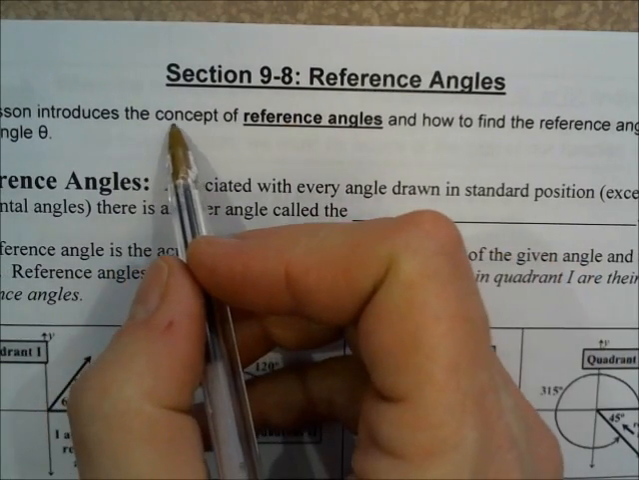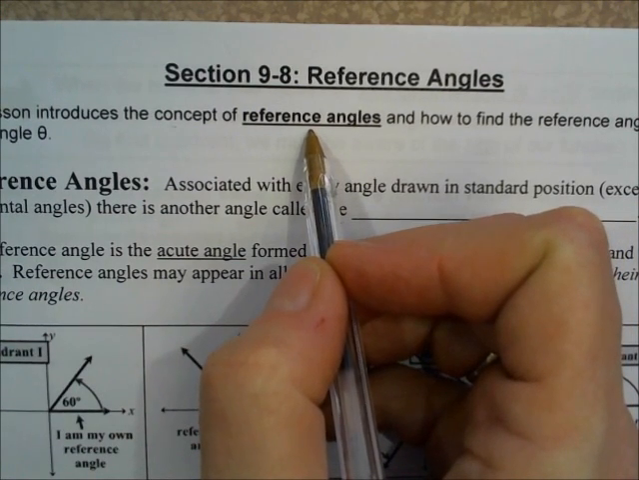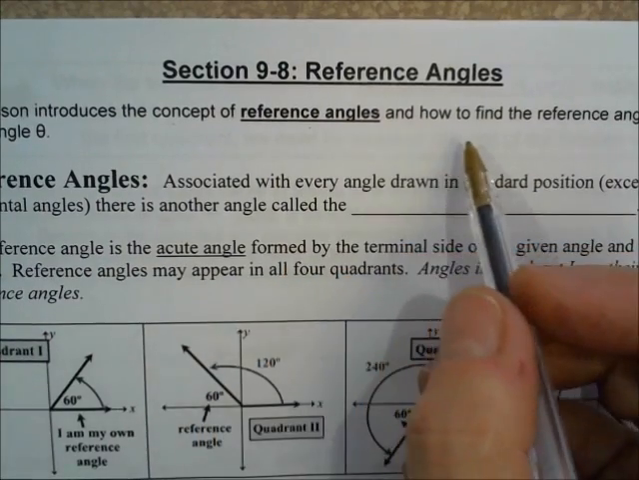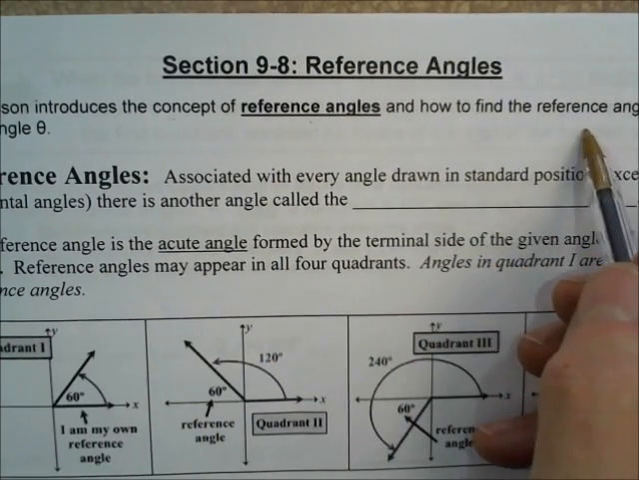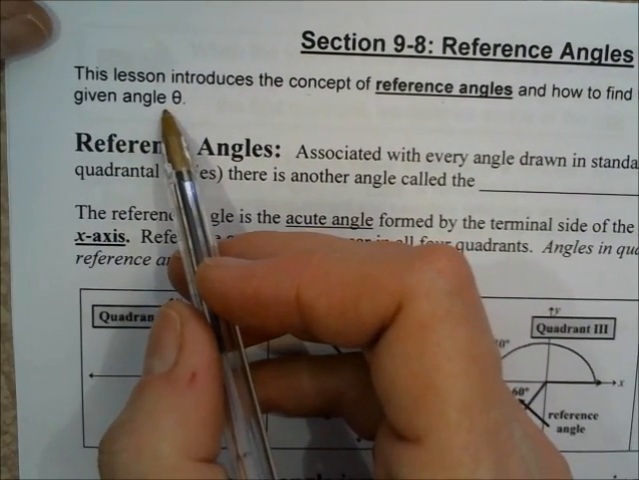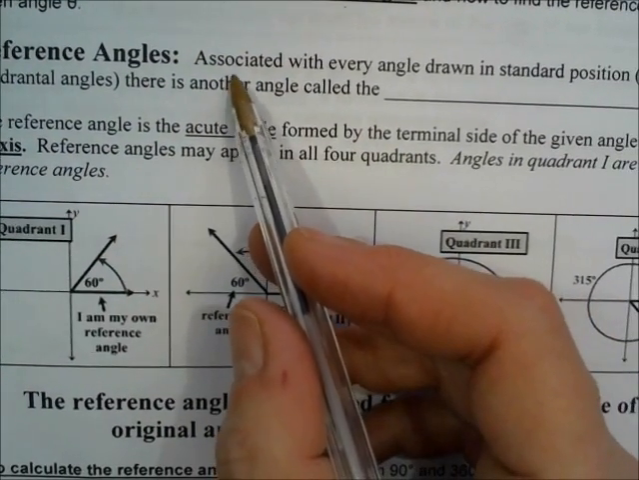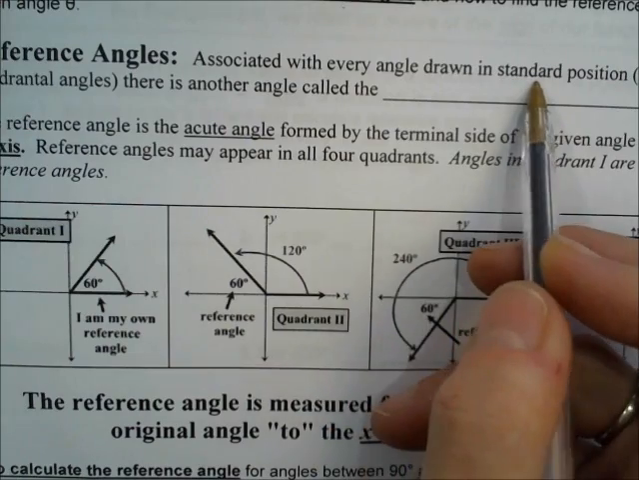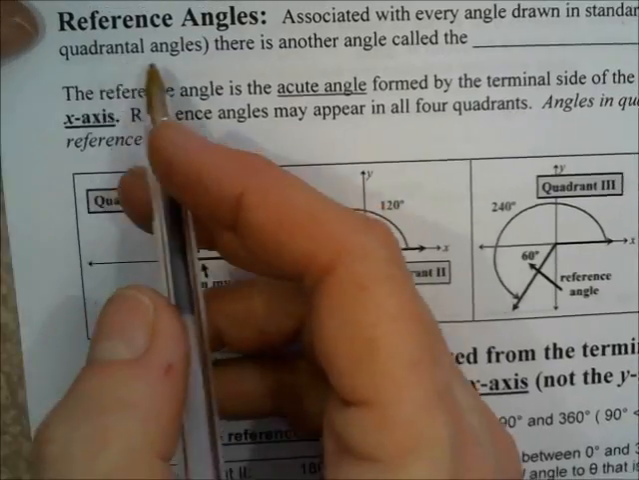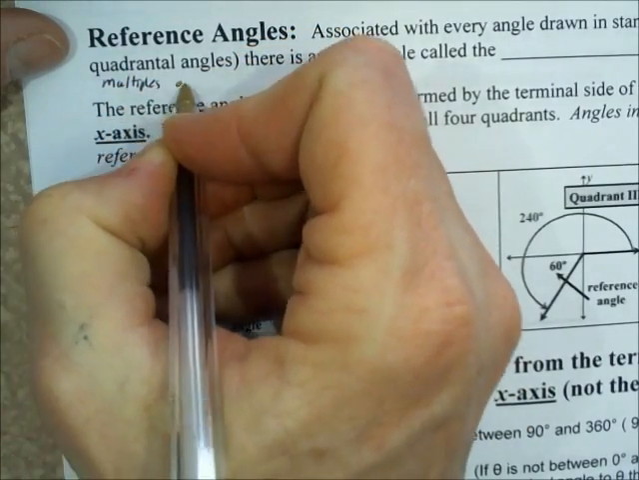There's a concept that you need to be aware of called a reference angle. Every angle that you're given has an associated reference angle with it. And what we're going to do is find a reference angle for any angle that is given to us. And usually we're given it as a theta value. So here it says associated with every angle drawn in standard position, the only exceptions being the quadrantal angles, which remember are the multiples of 90 degrees.